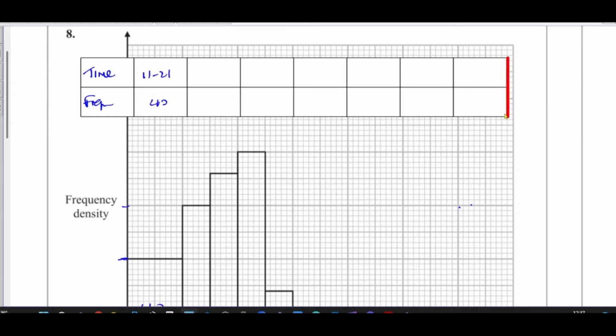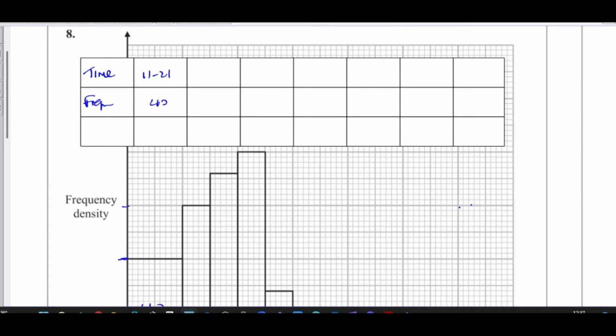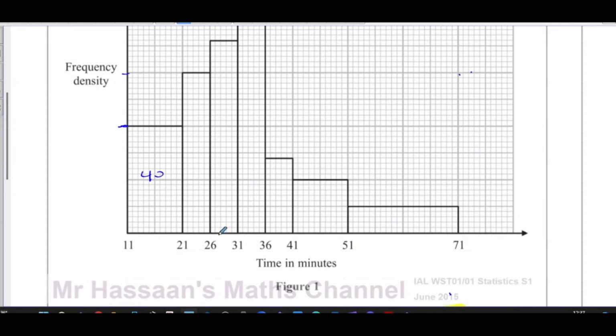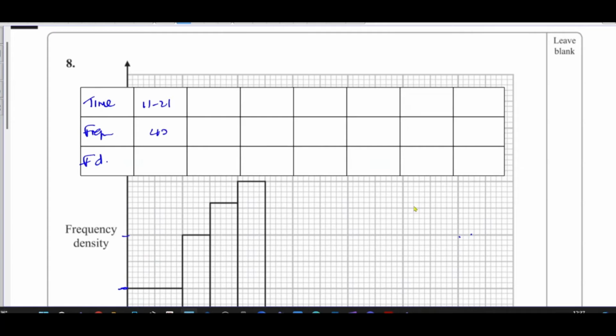Oh, that doesn't help me. Insert row. Okay, good, I can. So I'm going to make another row here for frequency density. Okay, so we got 11 to 21, and we're going to be dealing with up to 25. So I'll do 21 to 26 for now, and then I'll deal with the others later.